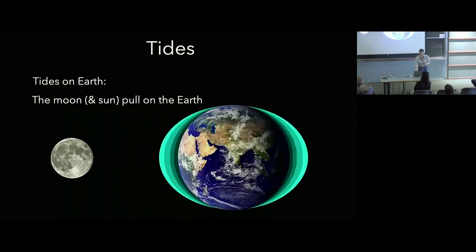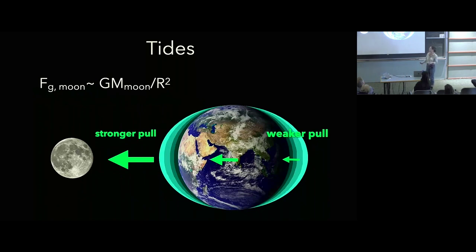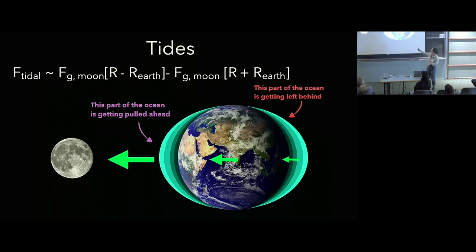Eric mentioned this, but obviously a really easy analogy is just the tides on Earth. This is not to scale, but on Earth, both the moon and the sun pull on the Earth. And the tidal gravity is just the difference in that force, and we get it because the gravitational force is dependent on the radius from the perturbing object. So if we just focus on the moon for now, the tidal force, you can write down pretty easily as just the difference in the gravitational force from one side of the Earth onto the other side of the Earth. The way I like to think about it is that one part of the ocean is getting pulled ahead, the other part's getting left behind.